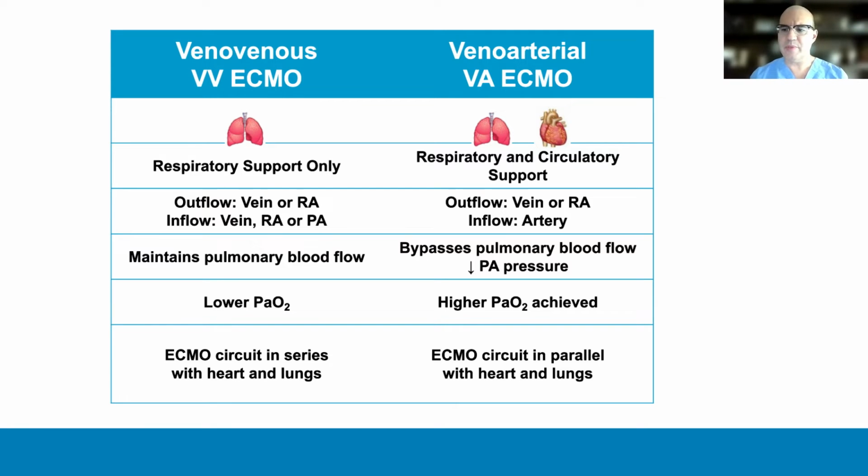Now, if it's a circulatory problem, let's just say the lungs work well, but you're choosing to just put in an oxygenator and do full venoarterial ECMO support, this gives you respiratory and circulatory support. The outflow is from the vein or the right atrium, inflow being the artery. This bypasses the pulmonary blood flow and decreases PA pressure, so it really does decompress the pulmonary bed as well. You do get a higher PaO2 that's achieved, because there is still native ejection from the heart and the lungs are working. And in this configuration, the ECMO circuit is in parallel with the heart and the lungs.